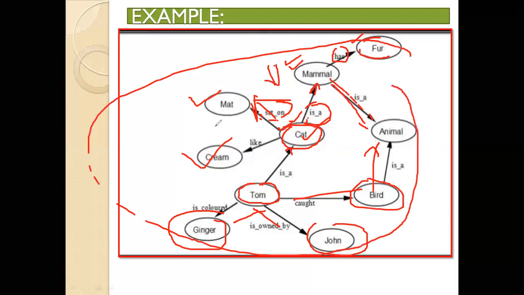It is also known as an associative network, because you see these nodes are associated to each other through this link, representing some kind of relationship. I hope now this concept is clear to you.